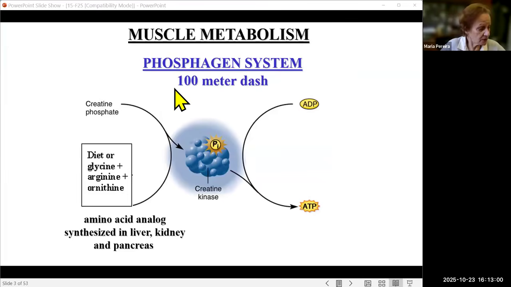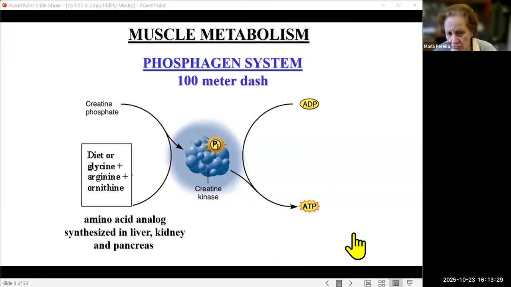So let's look, what is the phosphagen system that I've been talking about? It produces ATP for a very short while, like a 100-meter dash, a very fast race, only running 100 meters. So what happens? You have this amino acid analog, creatine, that you can get from diet or that can be synthesized in the liver, kidney, or pancreas.